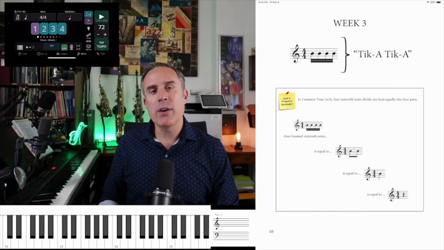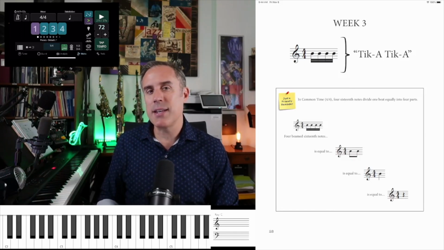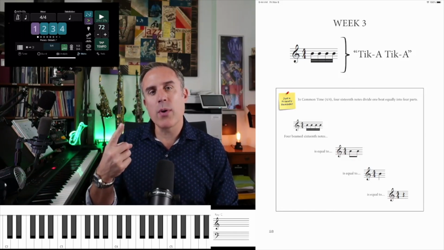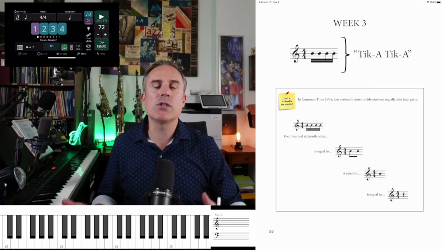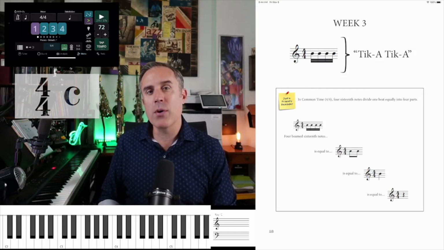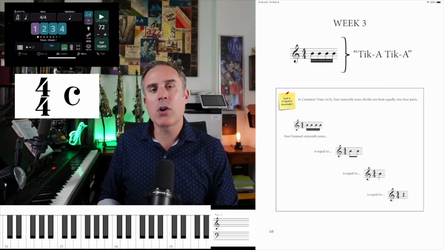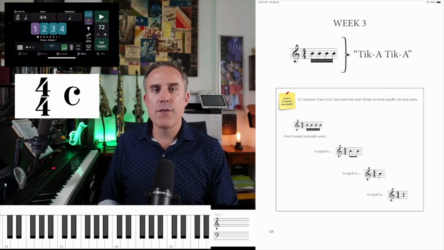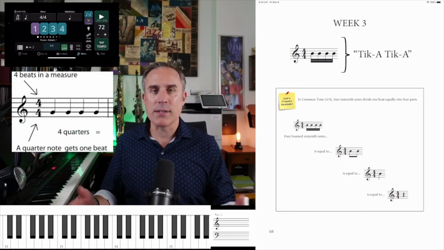Okay, here we are in week 3, or chapter 3 from my book. We're talking all about 16th notes and how they divide one quarter note into 4 equal parts. But before we get into that, let's recap what we learned in week 2. We remember that 4/4 time, or common time, means 4 beats in the measure and the quarter note gets the beat. So a full measure of quarter notes in common time would sound like this.